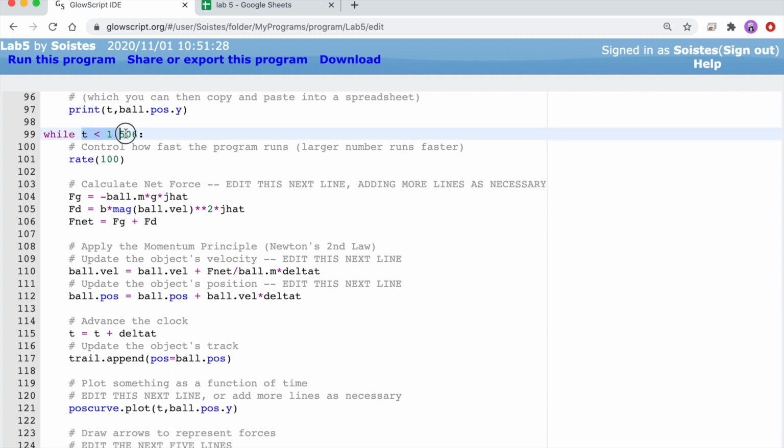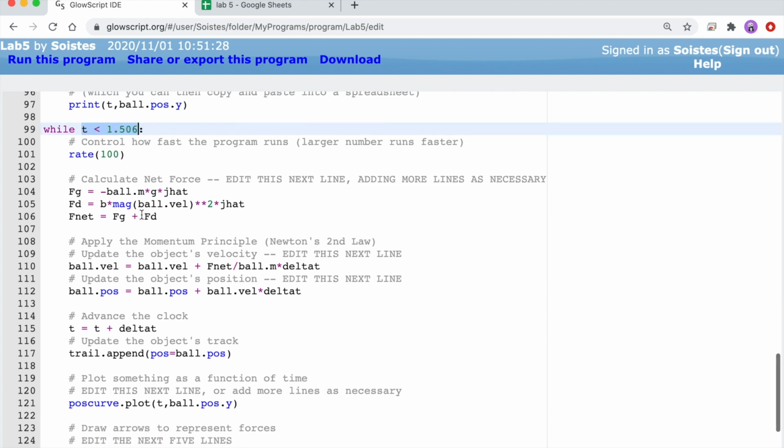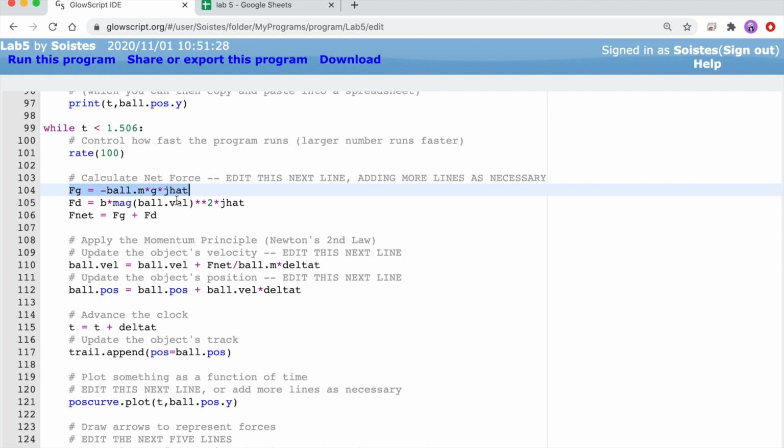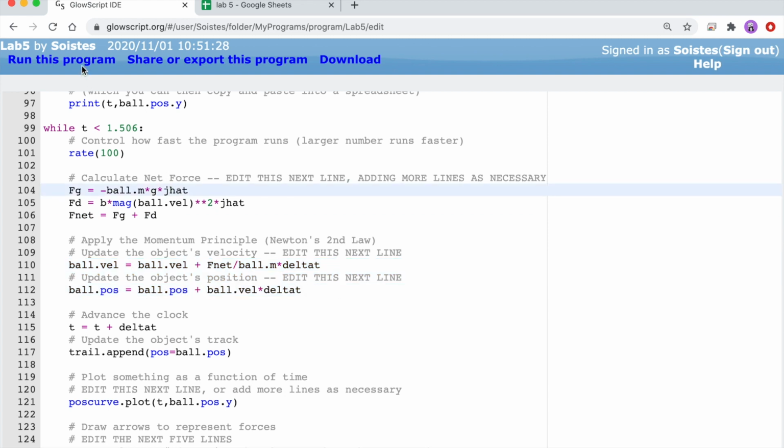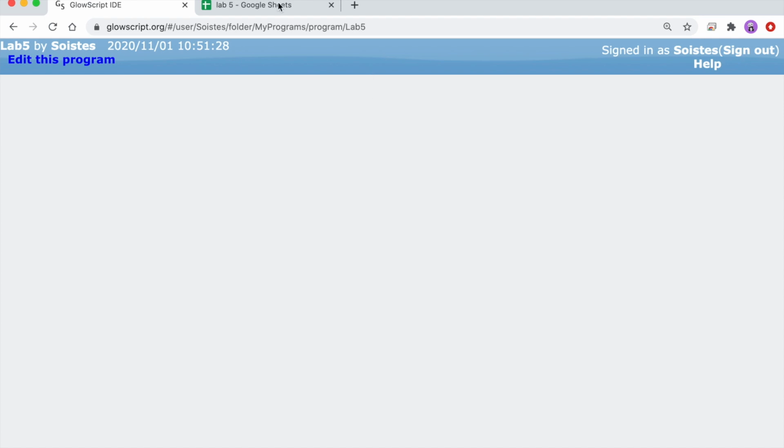And for t greater than 0.99, the gravitational force is the same. We do not have tension anymore because the slinky is compressed at the greatest amount. And here is the drag force. The net force is just the sum of the gravitational force and the drag force. And here is the Newton's second law to predict the motion. And let's run this program.